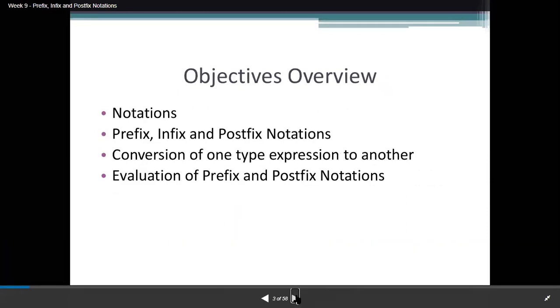Today we will talk about notations. Okay, so we'll talk about three types of notation: prefix, infix, and postfix. We will see how we can convert from one type of notation to another type of notation, and what is the advantage of this notation.